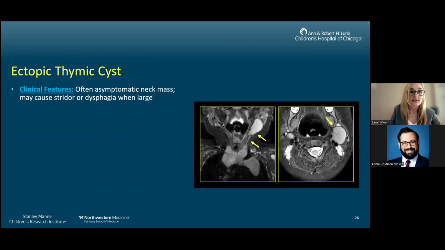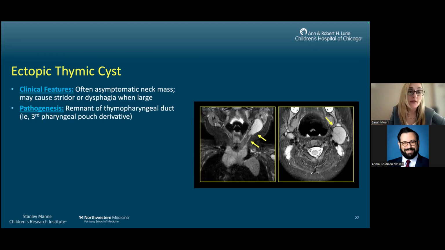Okay, so moving on to ectopic thymic cysts. These are often small and asymptomatic, but when large, they can cause stridor and dysphagia and can be more palpable on physical exam. Sometimes patients will present for concern for neoplasm. Pathogenesis: these are remnants of the thymopharyngeal duct, which is a third pharyngeal pouch derivative.